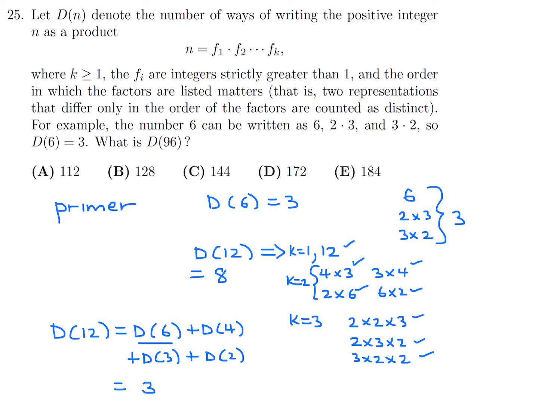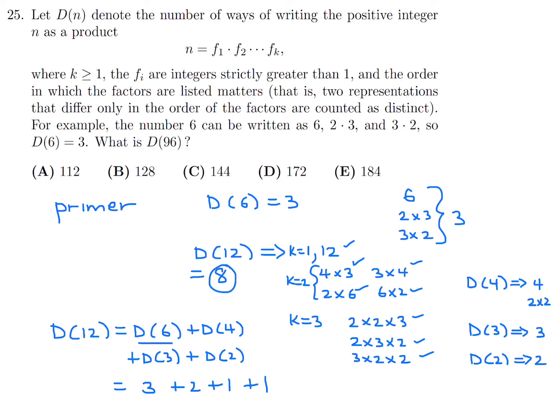D6 is 3. D4, I can easily figure that out. I can either represent 4 as 4 or 2 times 2. So there's only 2 representations, so D4 is 2. D3 is just a prime number, so there's only one way of writing it, and that's just 3. So D3 is 1. And D2 is also a prime number, so there's only one way of writing it, and that's just 2.